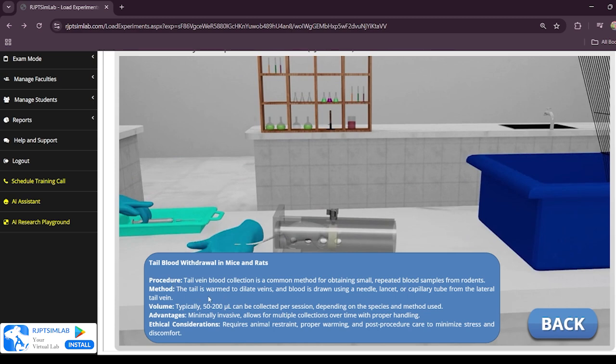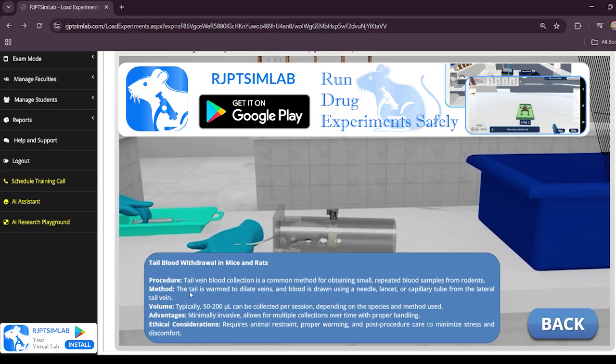The method is the tail is warmed to dilate veins, and the blood is drawn using a needle, lancet, or capillary tube from the lateral tail vein. The statement says that first we have to warm the tail so that the veins can be dilated, and then with the help of a needle or capillary tube, we will draw the blood out from the lateral tail vein.